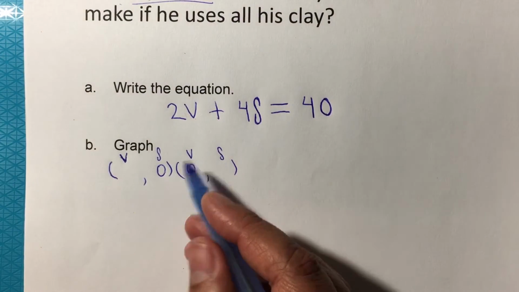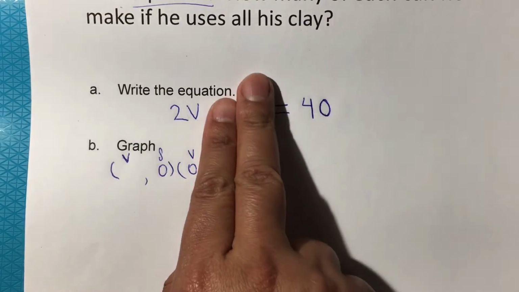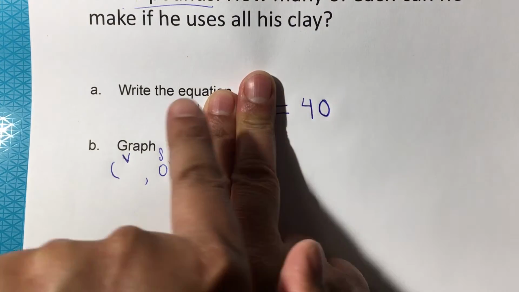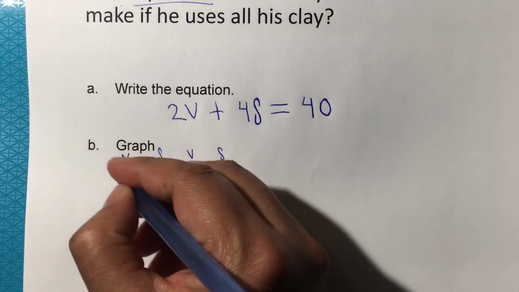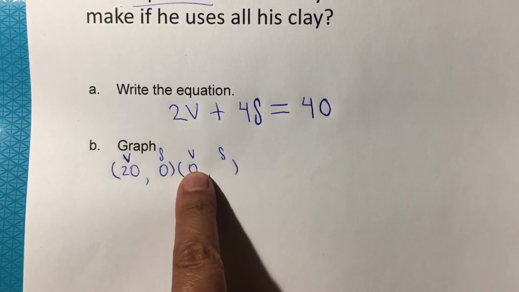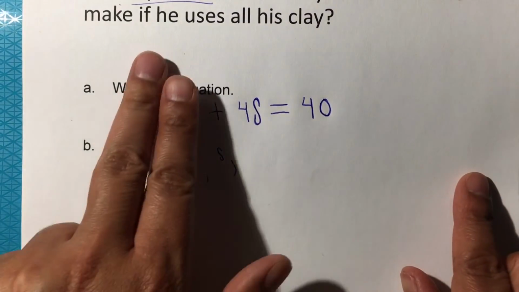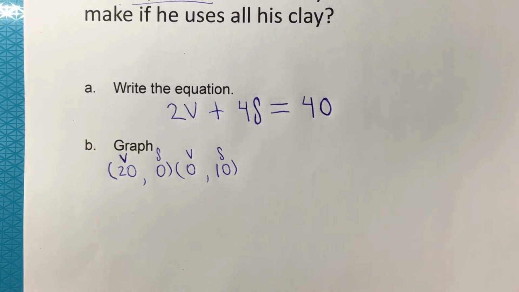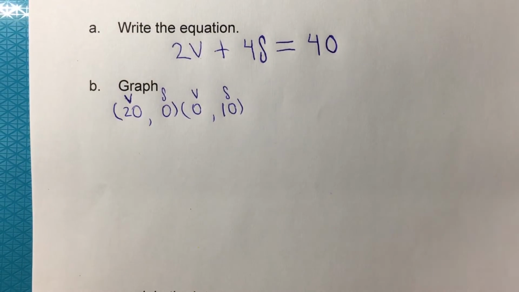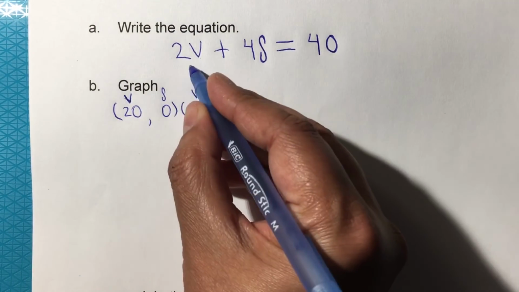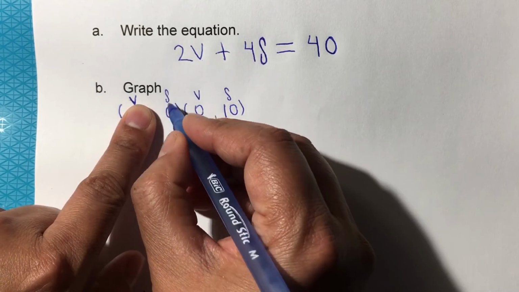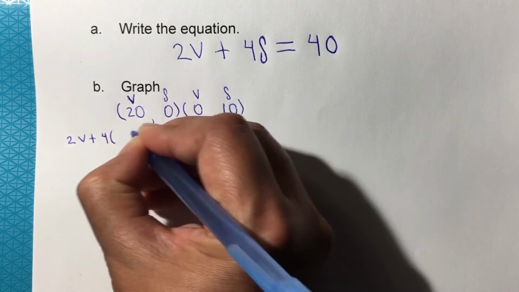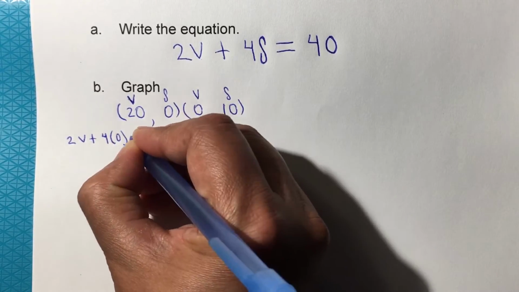What you do is, if S is 0, all you have to say is, oh, 4 times 0 is 0, so that's basically not there. And all you have to do is divide 40 divided by 2 is 20. And now when V is 0, 2 times 0 is 0, so that's why that disappears. 40 divided by 4 is 10. But if you have to show your work, which I should have showed you in the previous example as well, what you do is, S is 0, so I just put 2V plus 4 times 0, because the value of S is 0, equals 40.